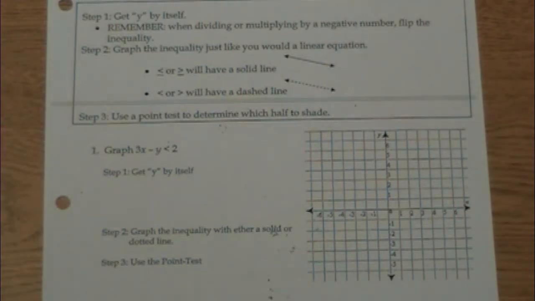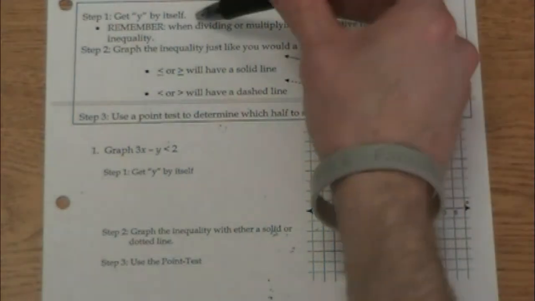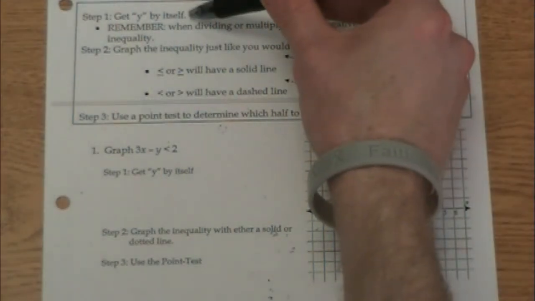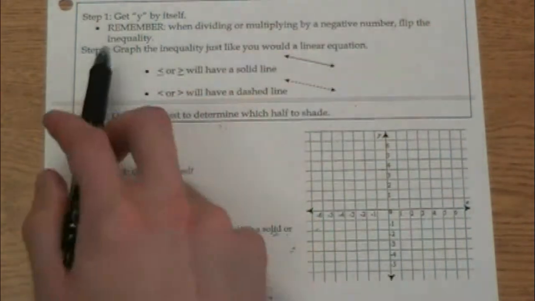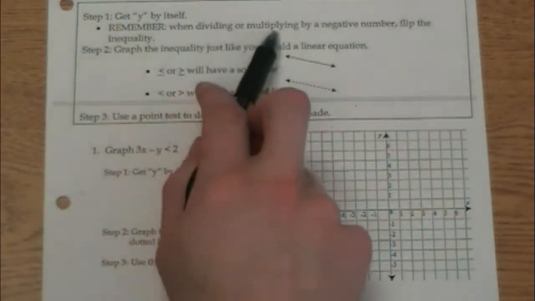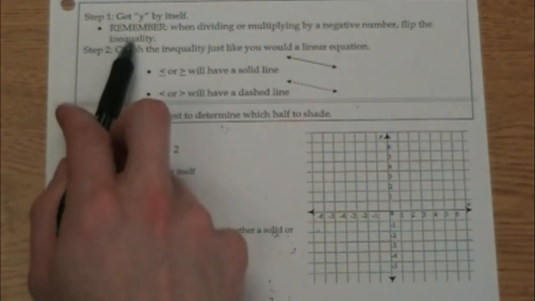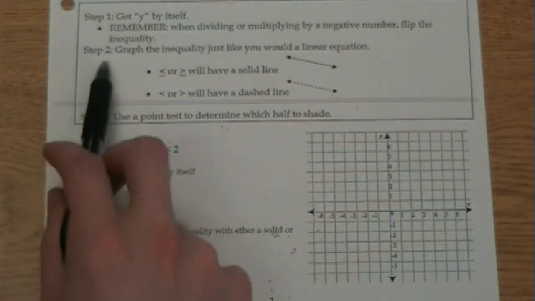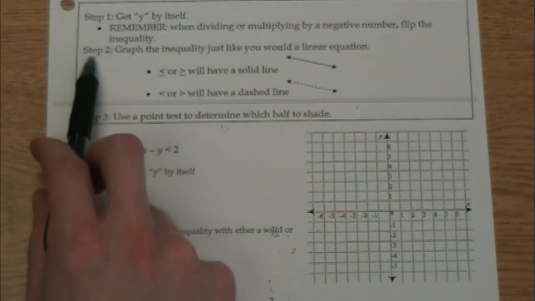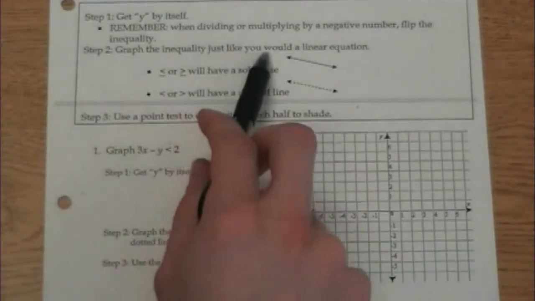So here's your first worksheet that you need to be working on. The first step here is we need to talk about getting y by itself. Remember that when dividing or multiplying by a negative, flip the inequality, and that's very important. Step 2 is we're going to graph the inequality just like you would a linear equation.